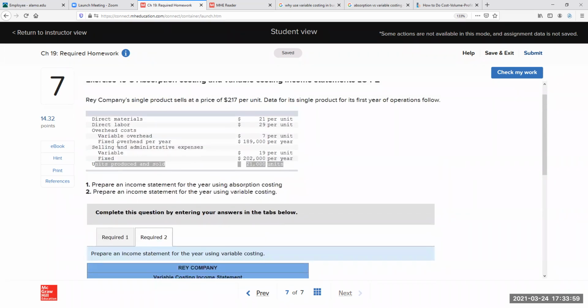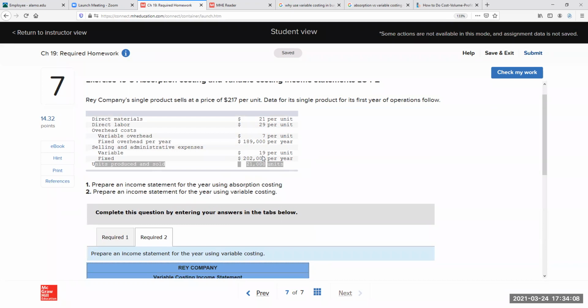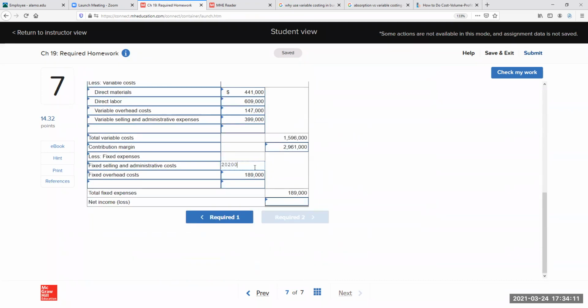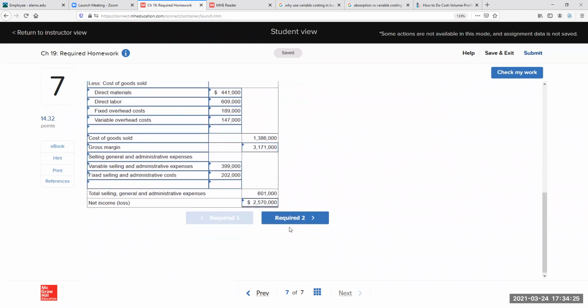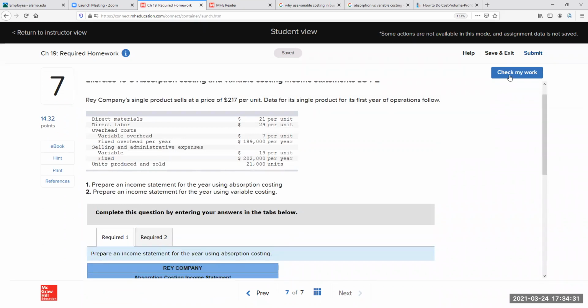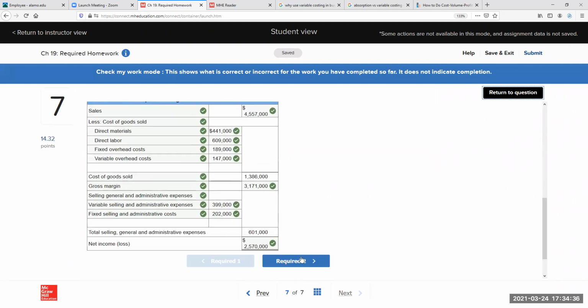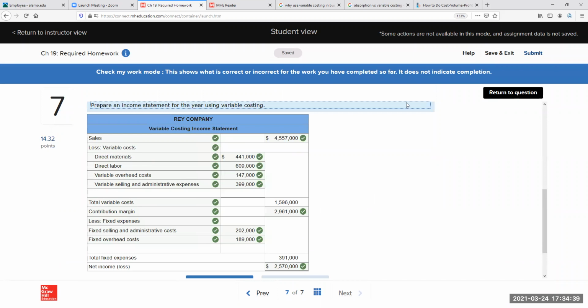What are my fixed overhead? 189. And the fixed selling and admin, 202. So 2,961 minus that 391 is 2,570,000, which should match the absorption because the units sold and produced are the same. So let's just check our work, see if we got it right. There it is, and there it is. So great job, and look, it was only 7 here.